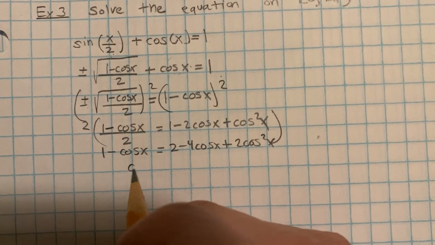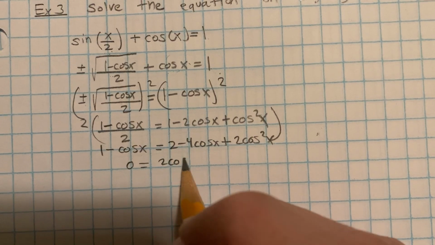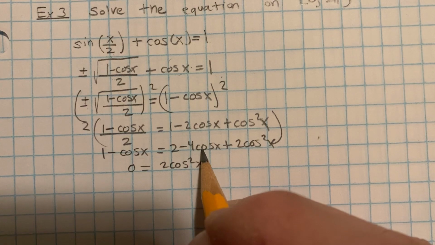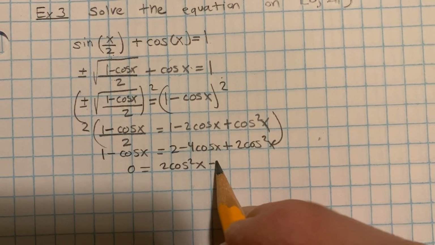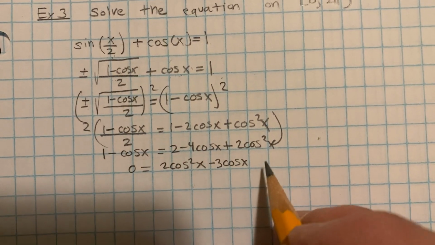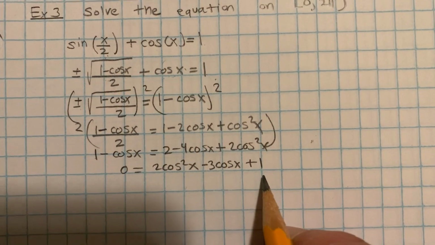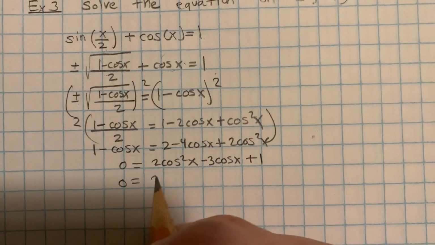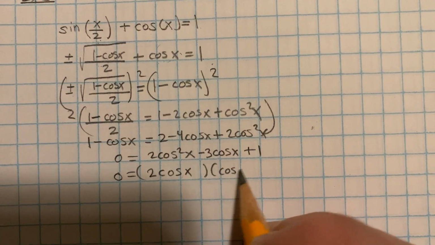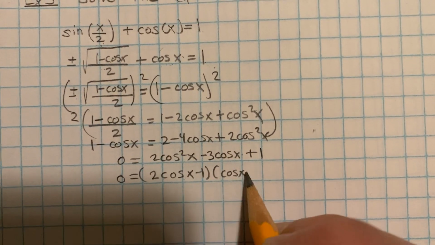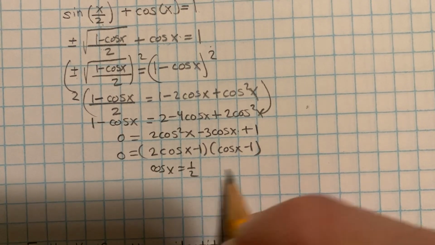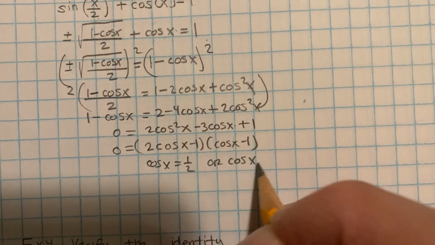Move these terms over. If I add positive cosine x, I'm going to get minus 3 cosine of x, and then of course, 2 minus 1 is just 1. So you have a nice and factorable quadratic. You can factor this without much difficulty. This should be cosine of x minus 1, cosine of x minus 1. So cosine of x is equal to 1/2, or cosine of x is equal to 1.